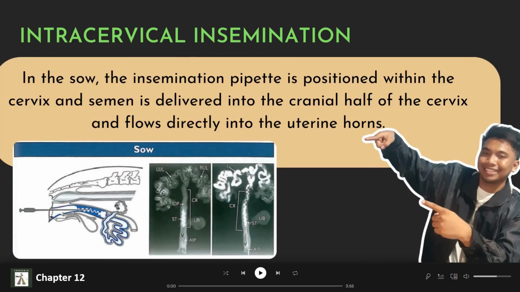The next technique is the intracervical insemination. In the sow, the insemination pipette is positioned within the cervix and semen is delivered into the cranial half of the cervix and flows directly into the uterine horns.